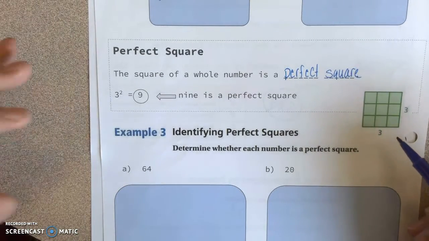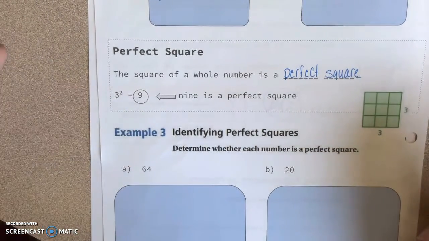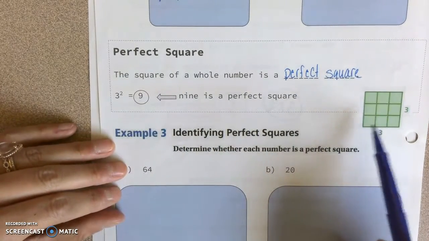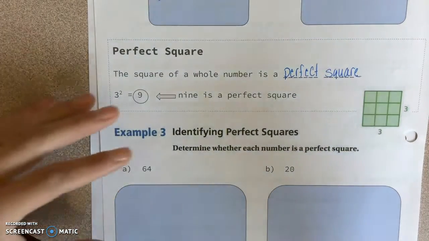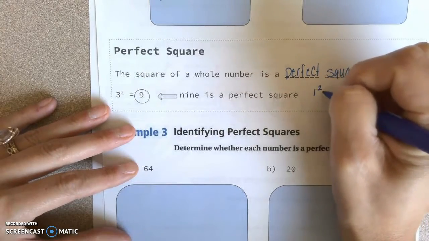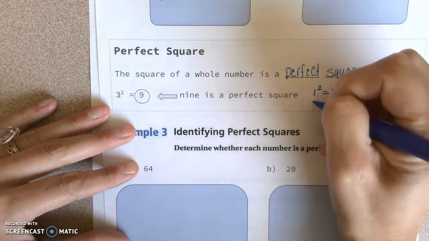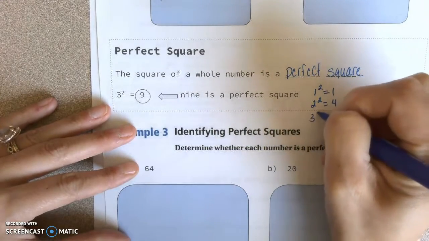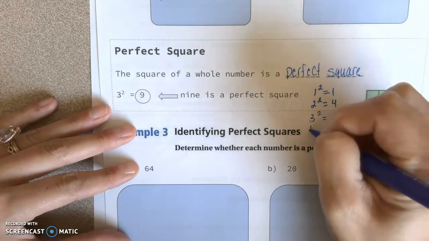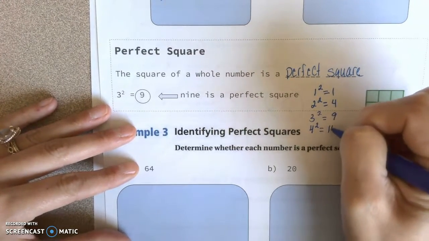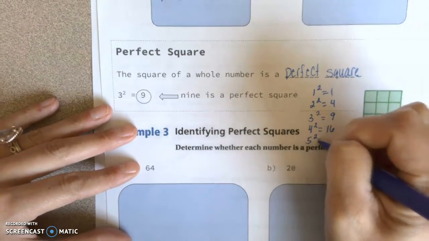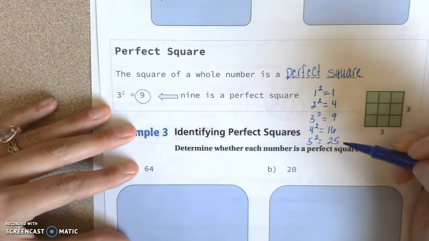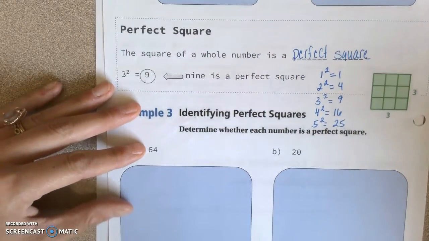So what this is showing is if both are the same, it makes a square. So 3 squared is 9. I should have 9 little squares here. That's a perfect square. So when I have 1 squared, that's 1. 2 squared, that's 4. 3 squared, that's 9. 4 squared, that's 16. 5 squared, that's 25. These numbers, 1, 4, 9, 16, and 25, those are all perfect squares.